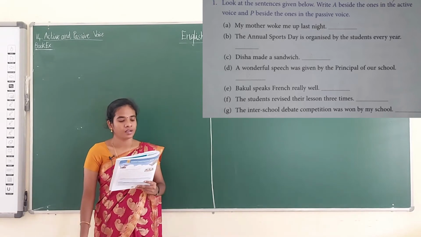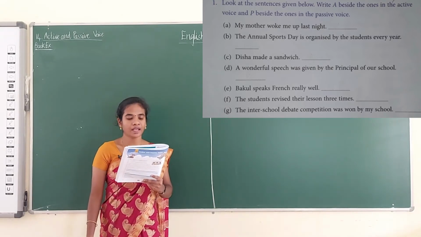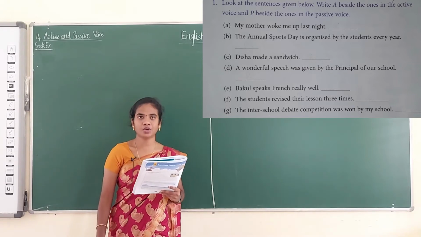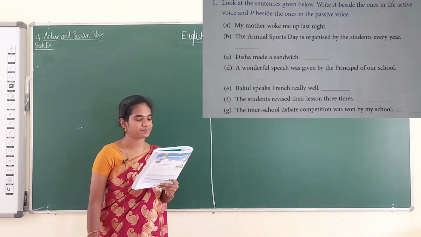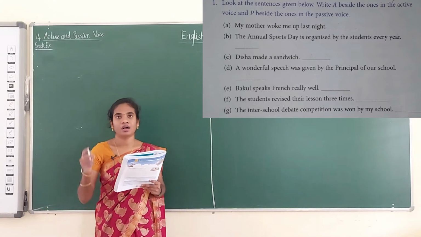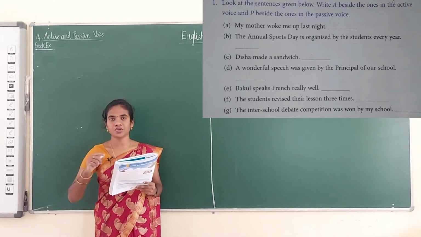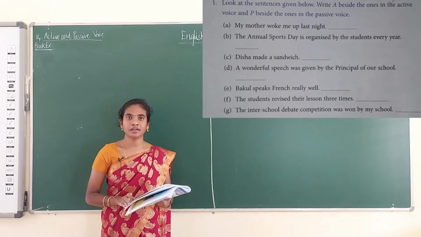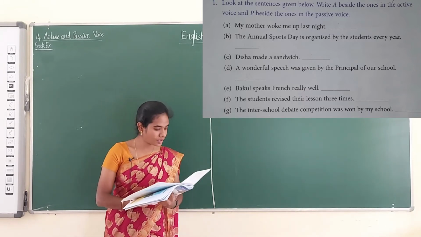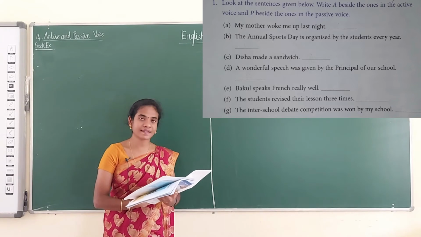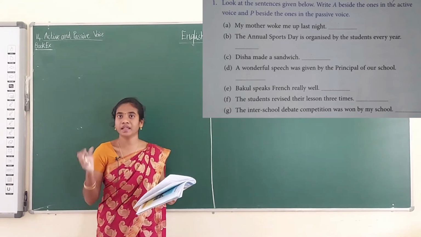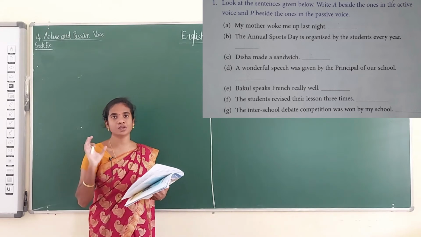Okay. A, my mother woke me up last night. So this is an active voice. Okay, write it in your book. It is an active voice. In passive voice, usually the by will come. But sometimes the by is omitted. The doer in active voice can be omitted in the passive voice. Sometimes the by won't come in the passive voice. Here the doer is omitted.